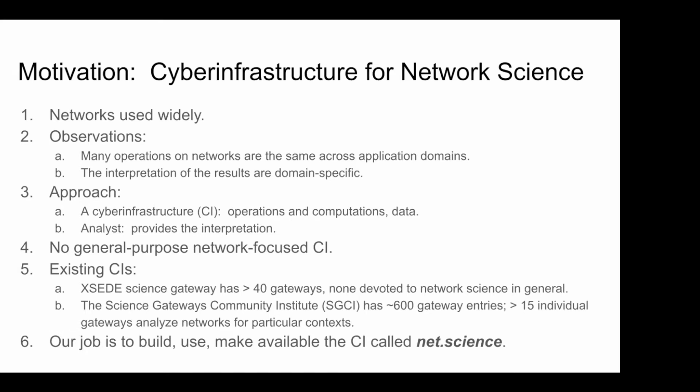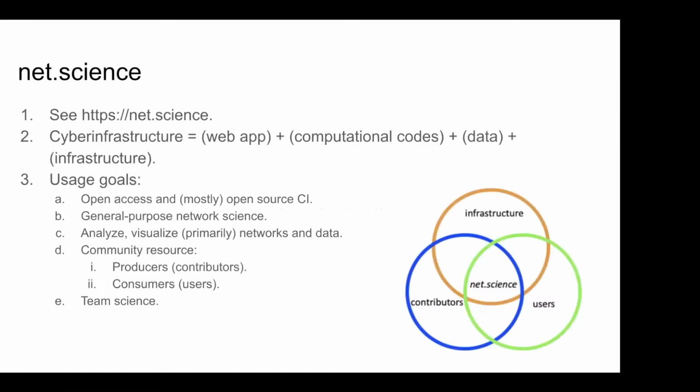And similarly for SGCI, there's about 600 gateways, and well over a dozen of them analyze networks for particular contexts. But again, we are trying to focus on a general purpose CI. Okay, and so the URL is shown at the top again.